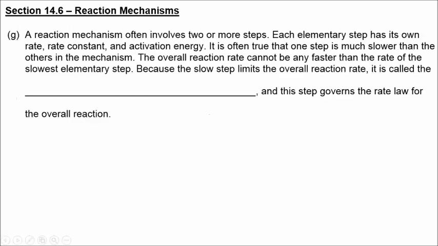A reaction mechanism often involves 2 or more steps. Each elementary step has its own rate constant, its own activation energy. And it's often true that one of the steps in the mechanism is much slower than the others. So the overall reaction rate will be limited by this slow step. The reaction rate cannot be any faster than the rate of the slowest elementary step. So we call this slow step the rate determining step. And this rate determining step will control the rate law for the overall reaction.